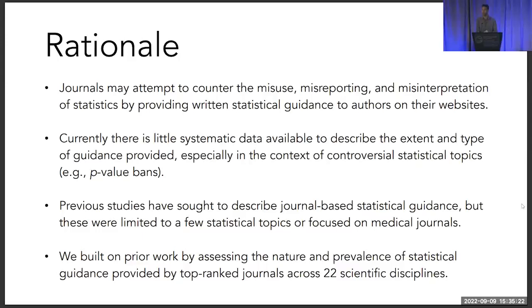Some previous studies have sought to describe journal-based statistical guidance, but these have been limited to just a few statistical topics or have focused exclusively on medical journals. So we built on this prior work by assessing the nature and prevalence of statistical guidance by top-ranked journals across 22 scientific disciplines.